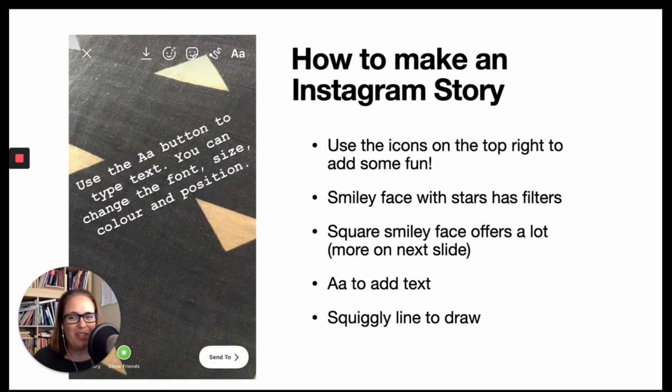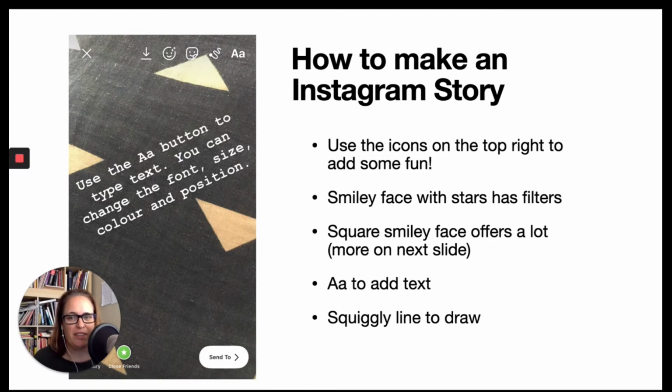Then the real fun begins, because you can start using all of these icons on the top right to add some fun. So you have to have taken a photo or a video or uploaded a photo or a video before these icons on the top right come up. Working from left to right, the first one is to download it if you want to save it to your phone. The next one, the smiley face with stars, has some filters, so you can play around with those if you'd like to. They're pretty self-explanatory once you tap that button.